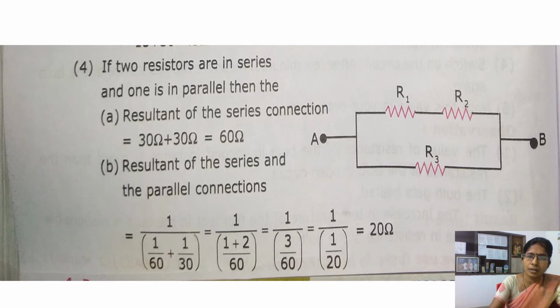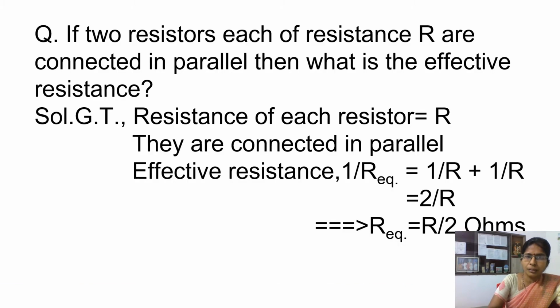Now let's see the next one. If two resistors, each of resistance R, are connected in parallel, then what is the effective resistance? The question is, two resistors are given, each of them has the resistance value R, and these two are connected in parallel combination. What is the effective resistance? Here we know that the effective resistance, 1 by R equivalent, is equal to 1 by R plus 1 by R.